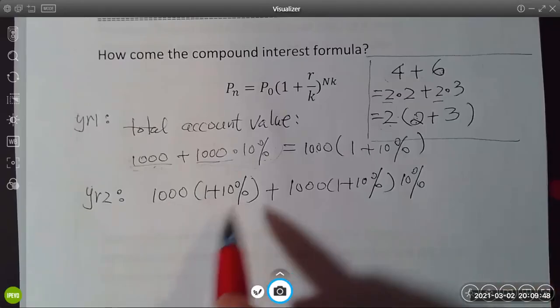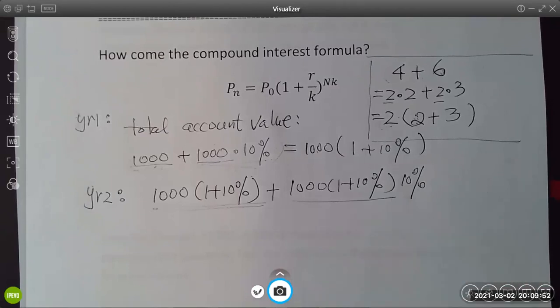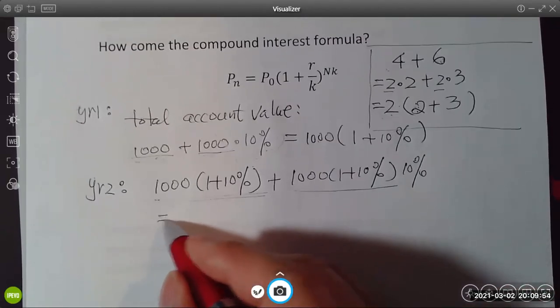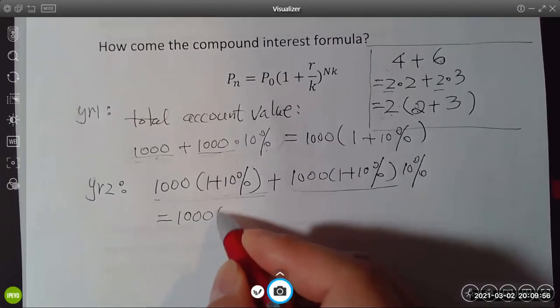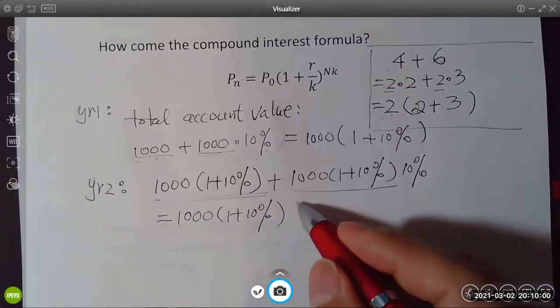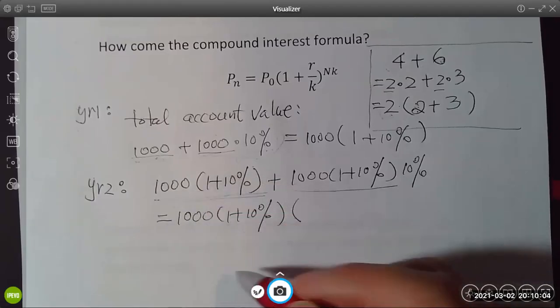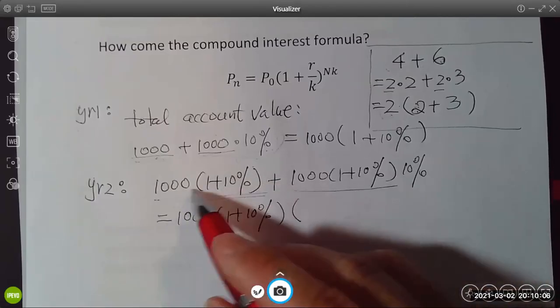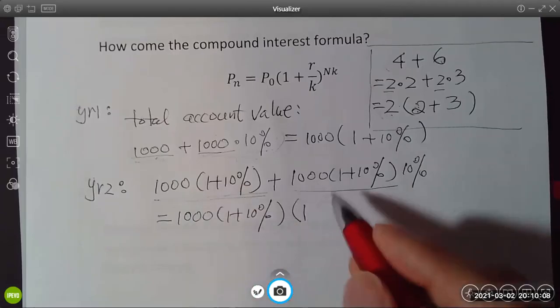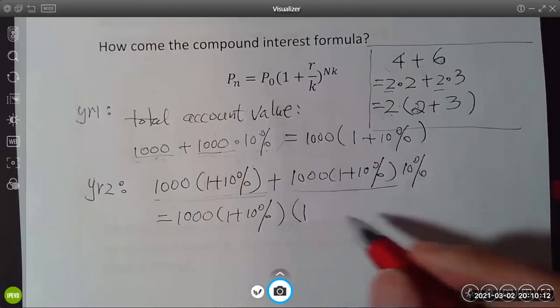If you look at this, we have another common factor. This whole thing is the same. So we factor that out. 1000 times 1 plus 10%, this common factor. Now second parenthesis, using each term divided by this and put the result inside. This divided by itself is 1. This whole thing divided by this, you get 10% left.